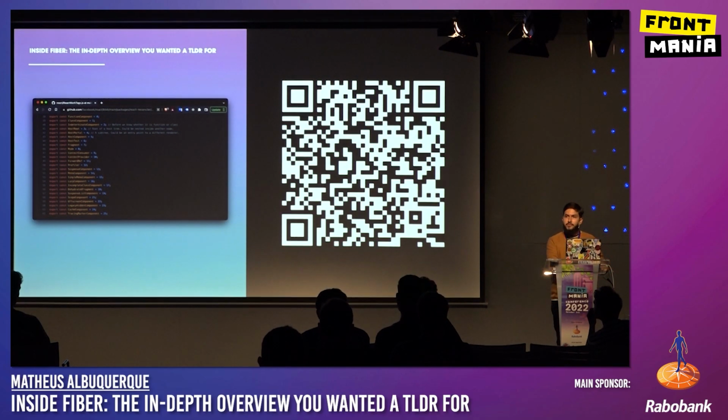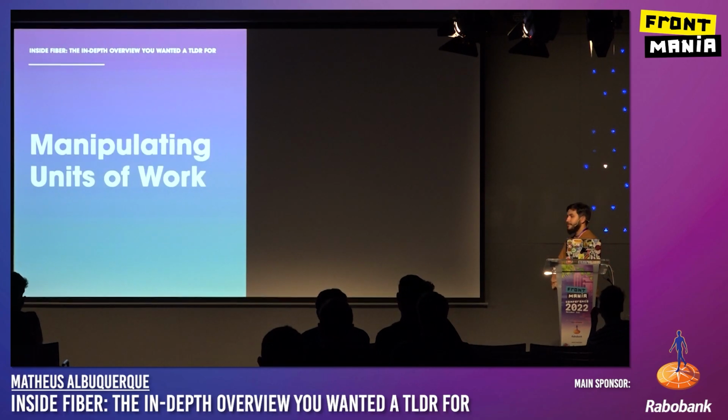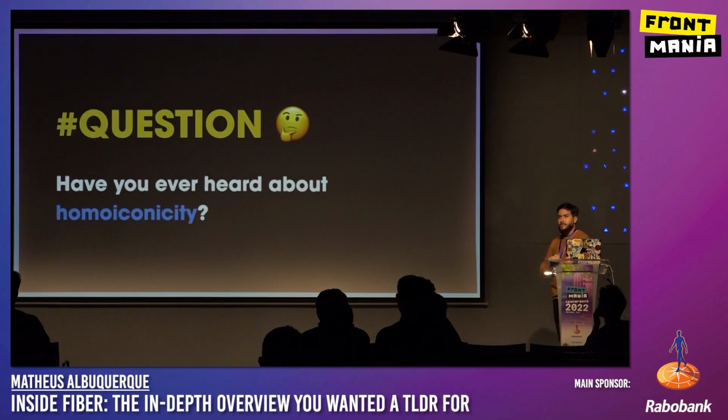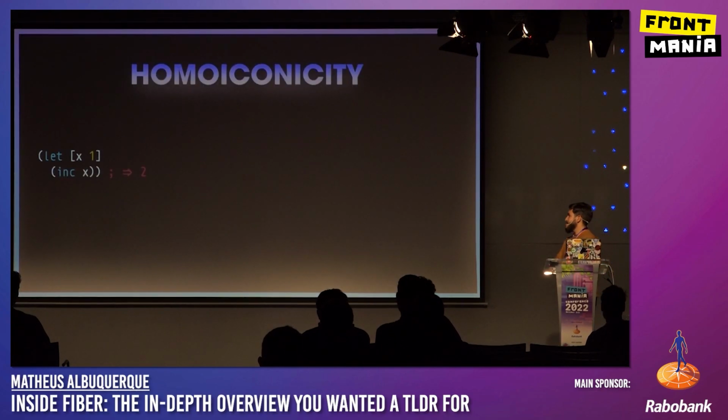Now that we can abstract them and visualize them as units of work, another thing we can do is manipulate them. For the next exercise, I do have a question. Who here has heard about this weird word, homoiconicity? Okay, cool. That works better when no one has. So for this exercise, I have one example in Clojure, but if you don't have experience with Clojure, that's fine, because it's really simple.